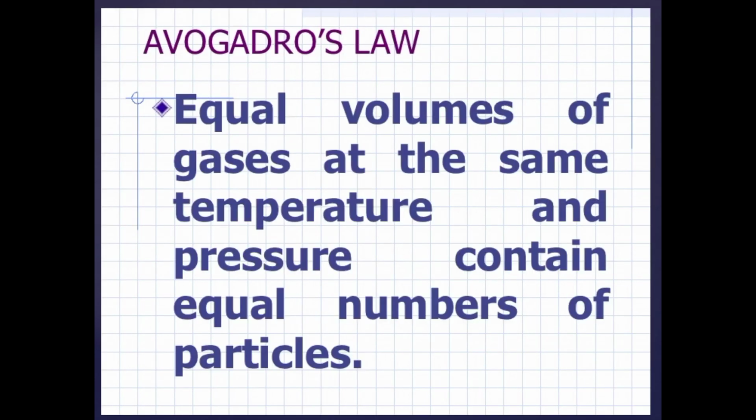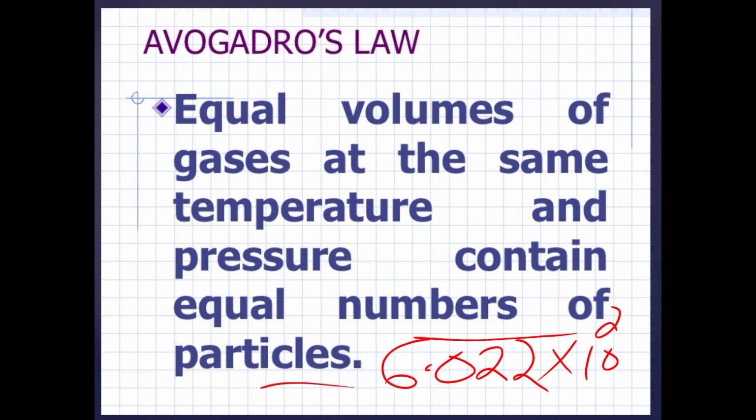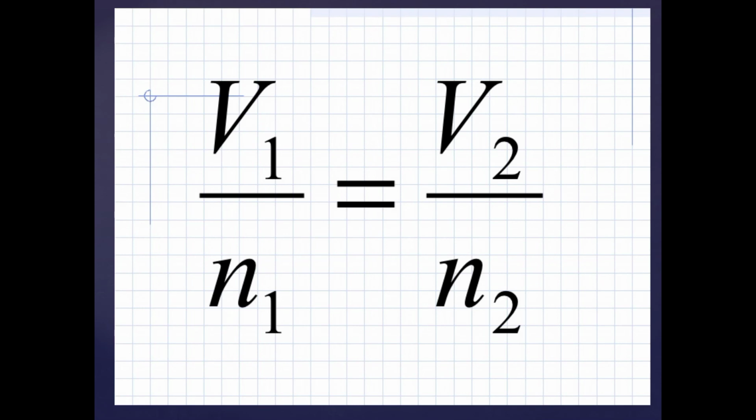Next one is Avogadro's law. It's also very important. It states that equal volumes of gas at the same temperature and pressure contain equal numbers of particles. This number is known as the Avogadro number, that is 6.022 into 10 to the power 23 atoms or molecules. Its equation is this.